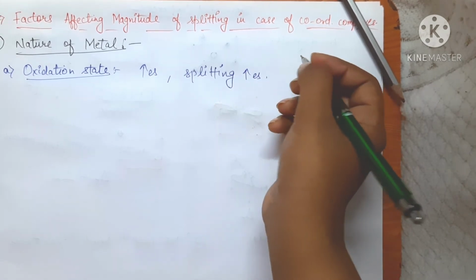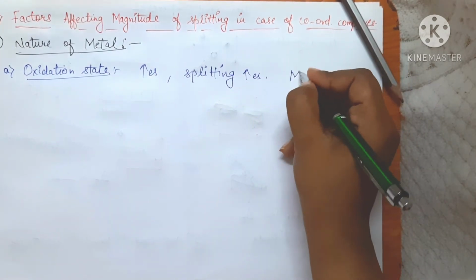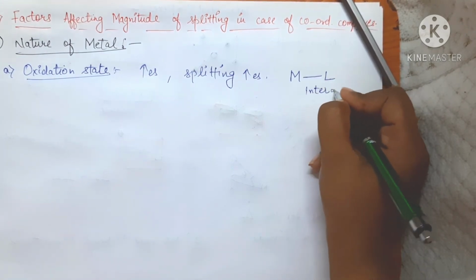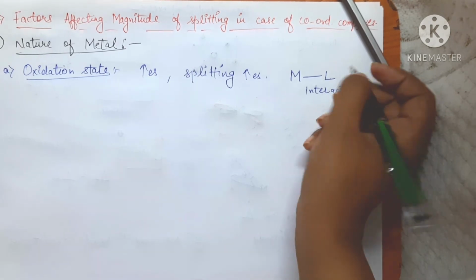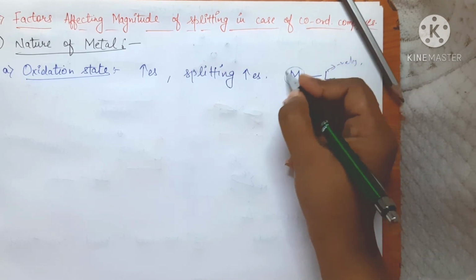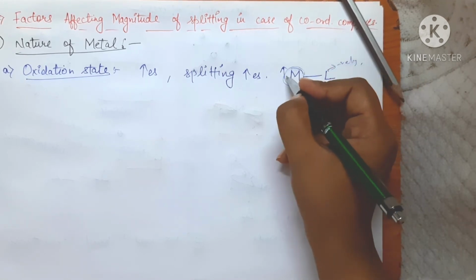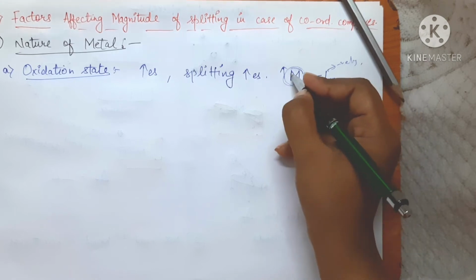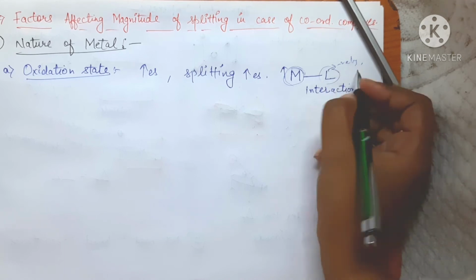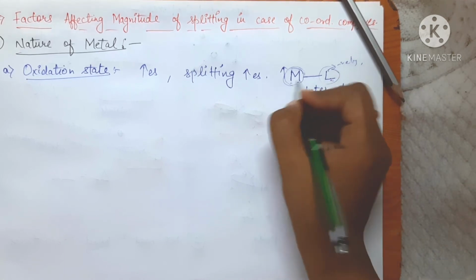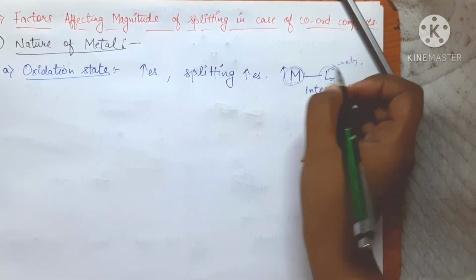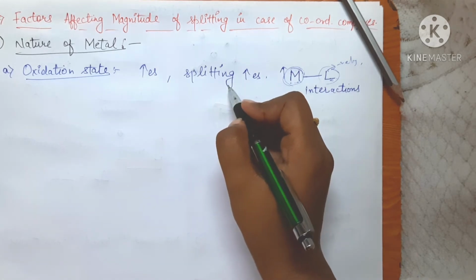Why? Because there will be more interactions between metal and ligand, right? Metal and ligand interactions will increase because ligands are negatively charged species. If the oxidation state of the metal is increasing, that means the positive charge on the metal is increasing, so definitely the interactions between these negatively and positively charged species are going to increase. More are the interactions, then what happens? Splitting is going to increase, right?